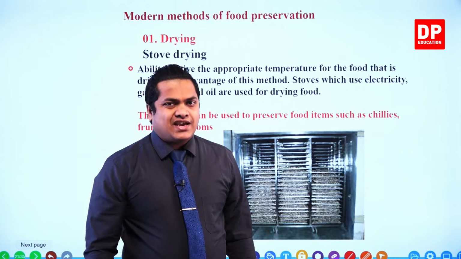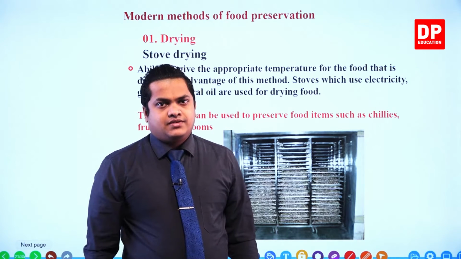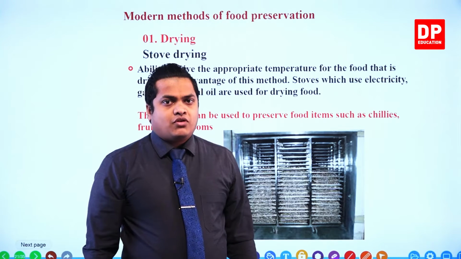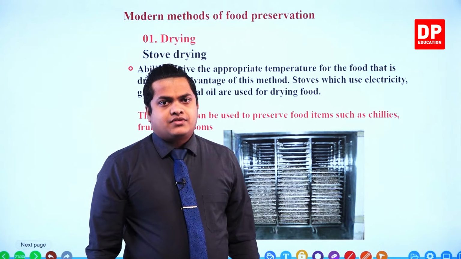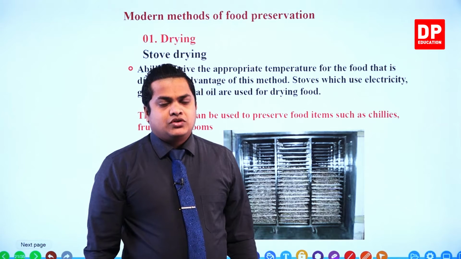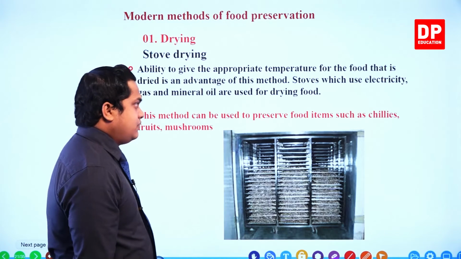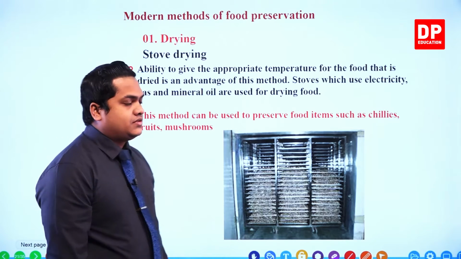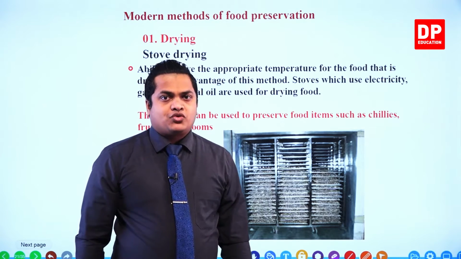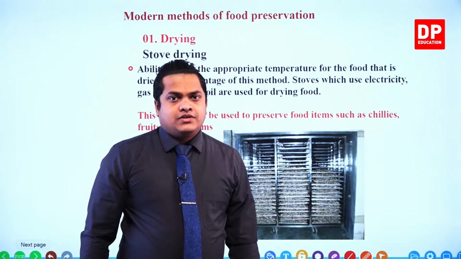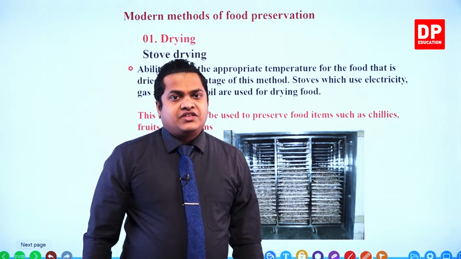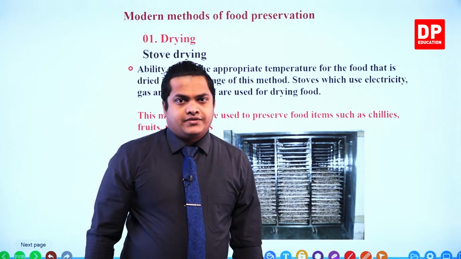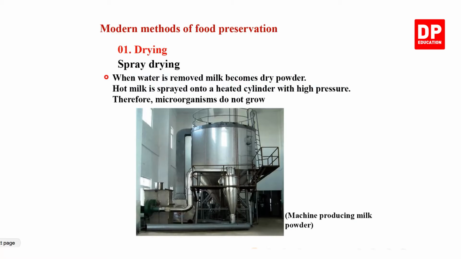So this is the second method of drying process, stove drying. Stove drying can be used to dry out materials or food items like chilies, fruits and mushrooms. So this is the one, my dear children, which is referred to as stove drying. Right then.